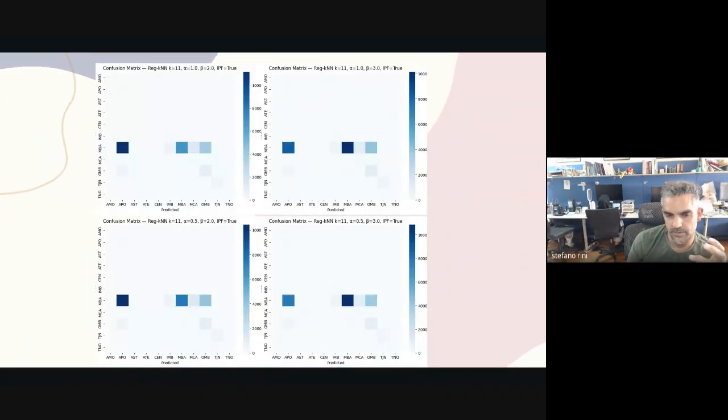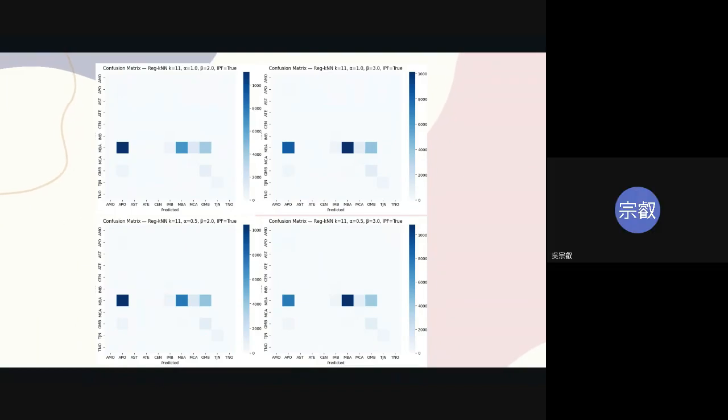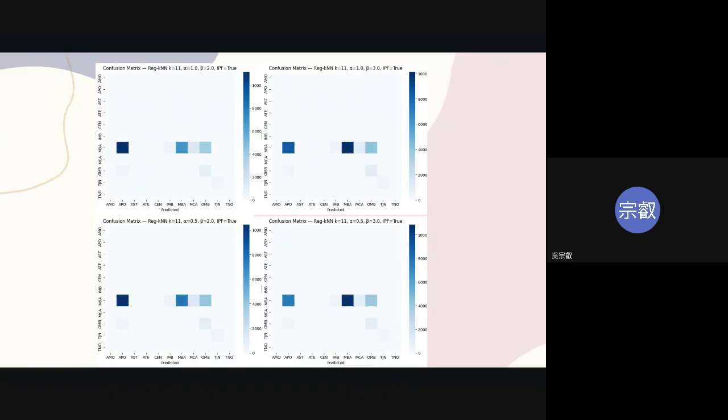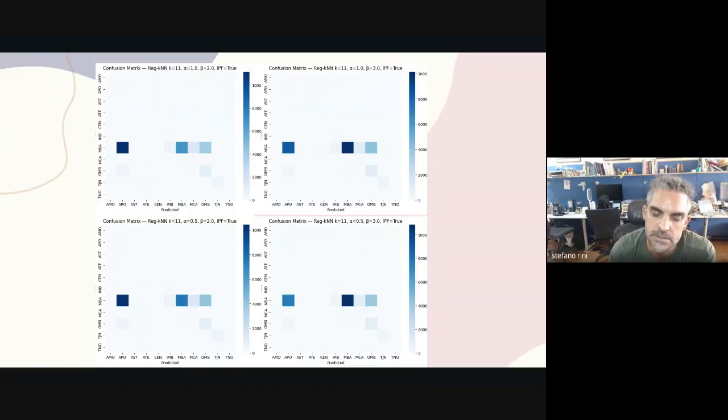Can you tell me what your beta is for this K equal to 11? What is the range of beta? My beta is 2.0 and 3.0. Wow, so you use a large neighborhood, right? But then the decay factor is so aggressive. Yeah. Interesting. Go ahead. Next page.